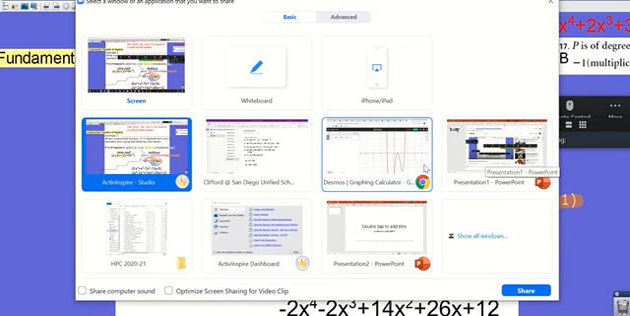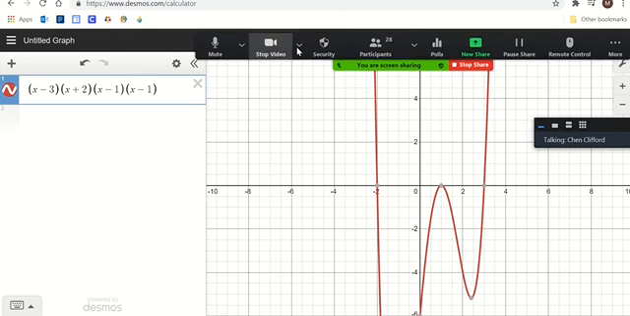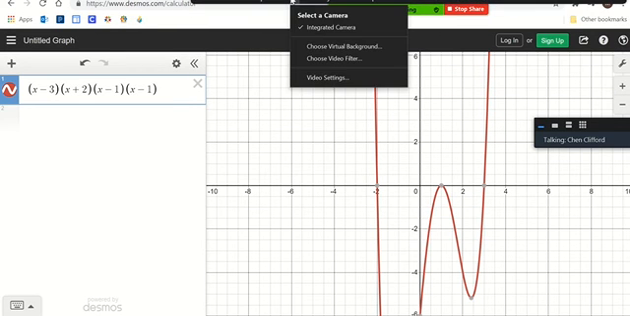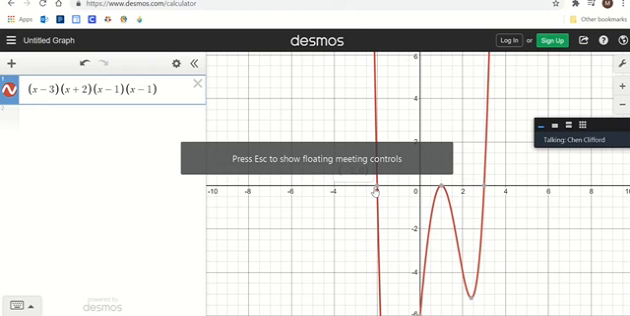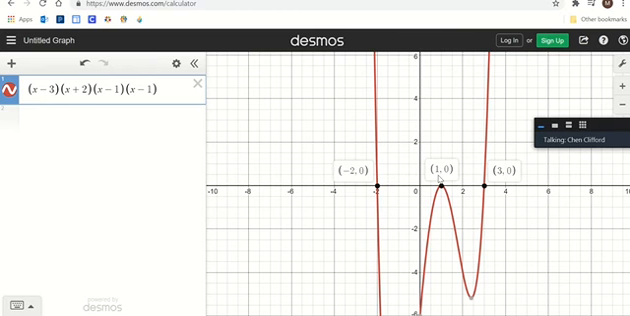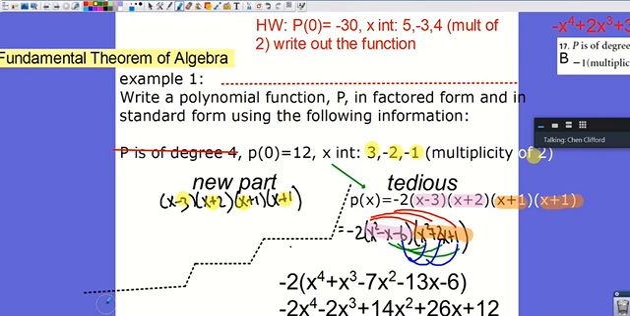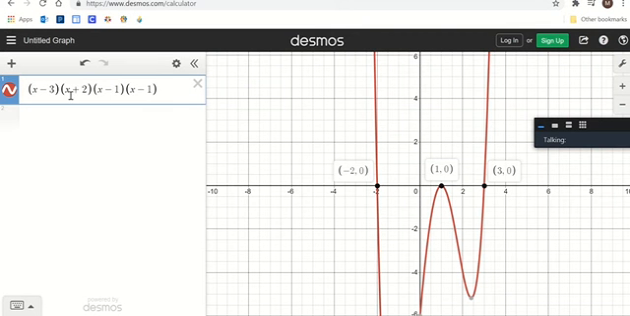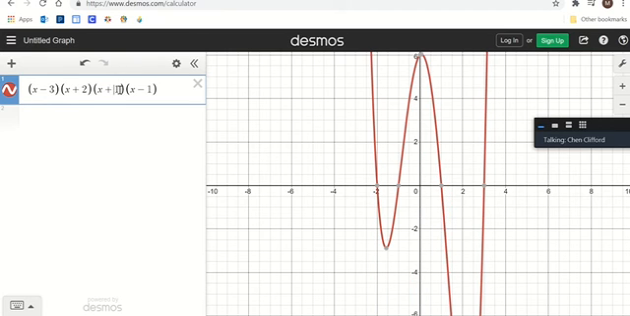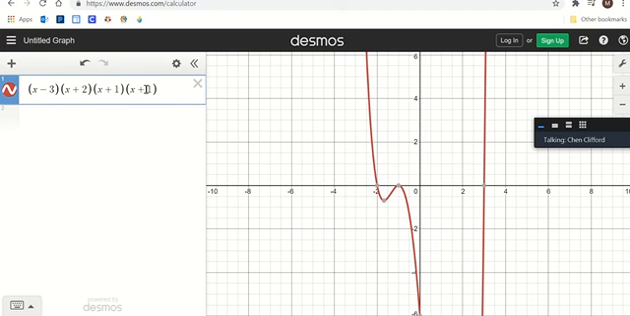Now, if you look at Desmos right now, here are our x-intercepts. Hold on, I messed that up. It's 3, -2, -1. This should be a plus. That should be a plus. Okay, there we go. So here's your x-intercept of 3. There's -2 and -1, -1.